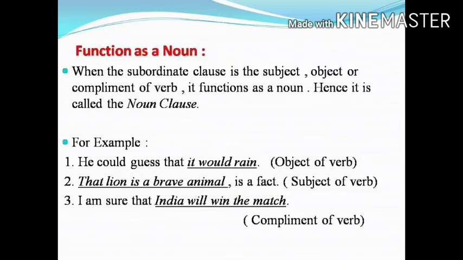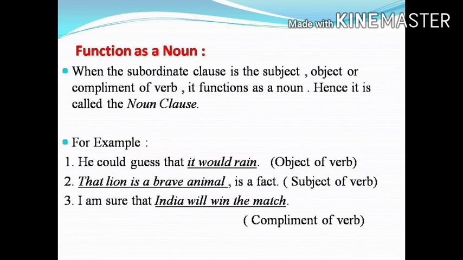You know the part of speech noun. Noun is a word used to name a place, person, thing, emotion, or idea. When the subordinate clause functions as a noun, it works as a noun. That is, when the subordinate clause is either a subject, object, or complement of the verb, it is a noun clause. It is quite easy and simple. You see, when the subordinate clause does the function of a noun, it is a noun clause.